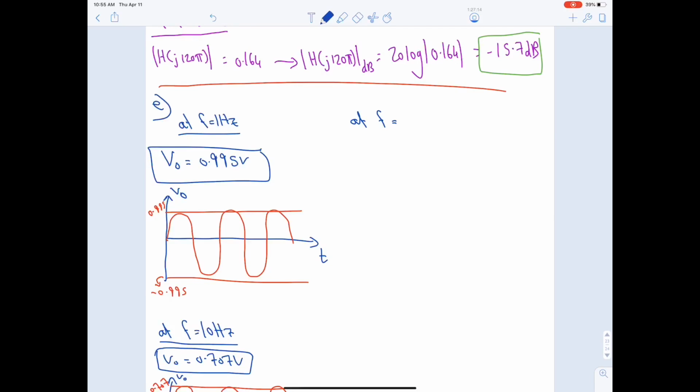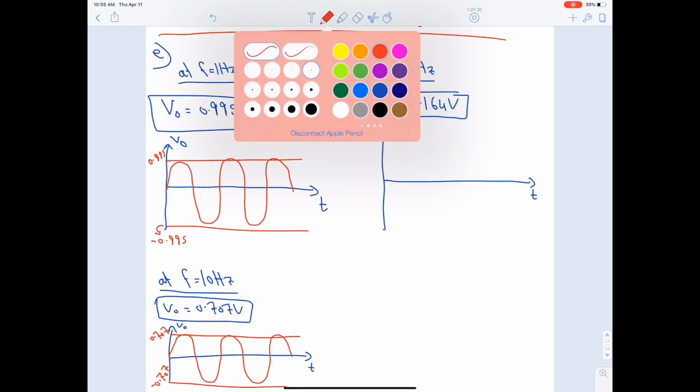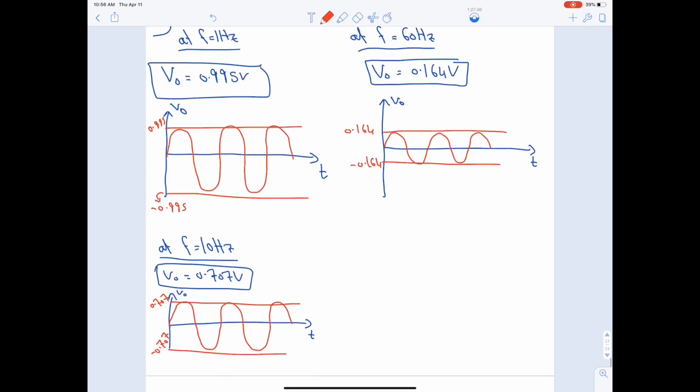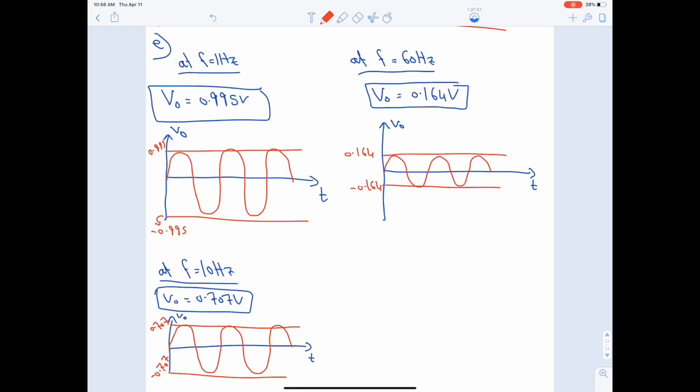The last frequency is at f equal to 60 Hertz. The output is equal to 0.164 volt, and here it will be, let me draw it in red, 0.164. Okay, now there's something else other than the amplitude changing. See here, f was 1, then it became 10, and then it became 60.